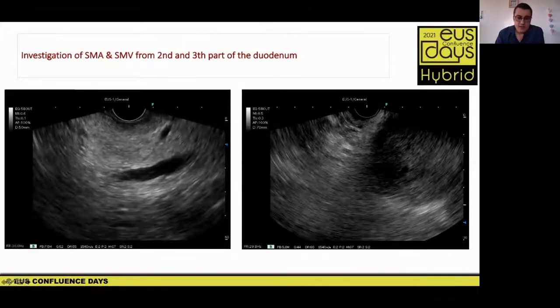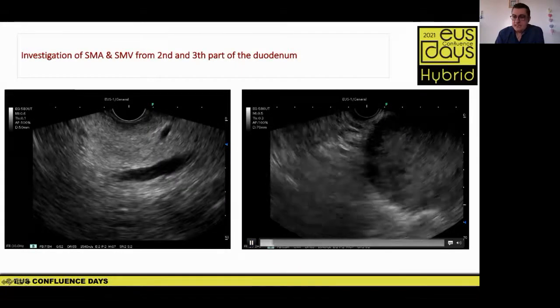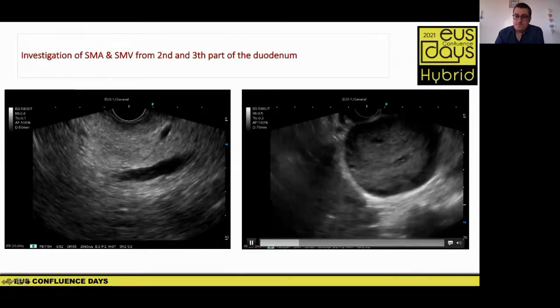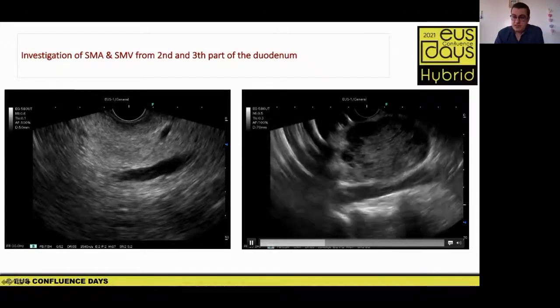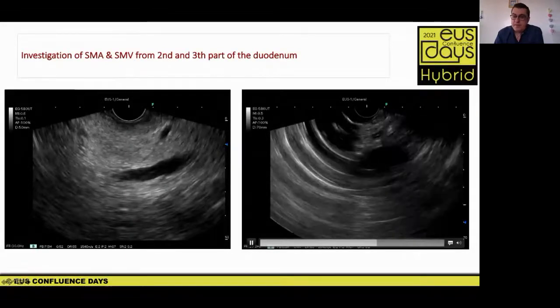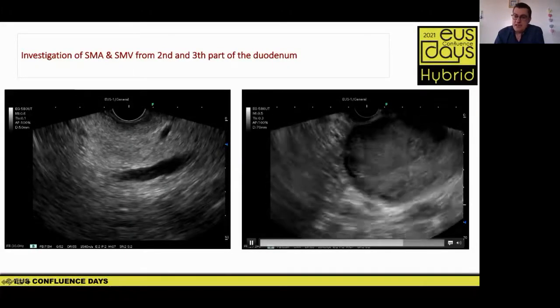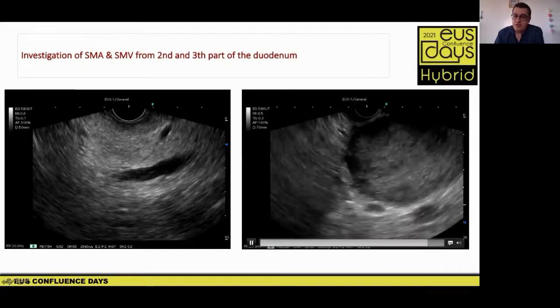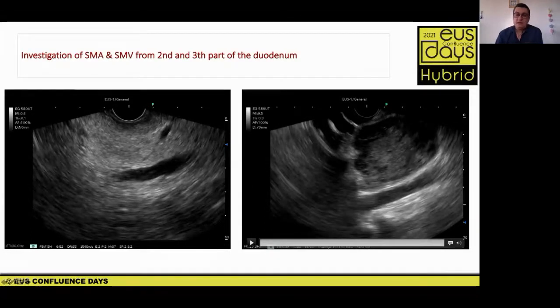How does it look when there is a tumor? Yes, this is a tumor, a big tumor, in the hepatopancreatic region. It causes pressure over the SMV, but not infiltrating it. And also, if you see, the SMA is intact, going at the downside of the tumor.